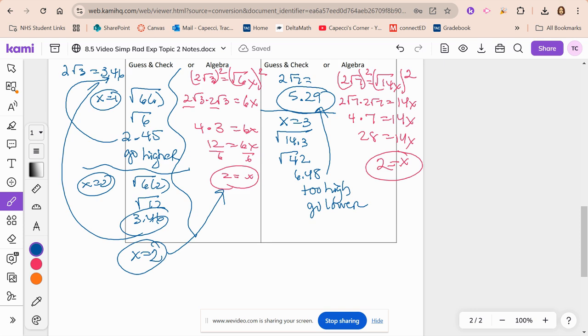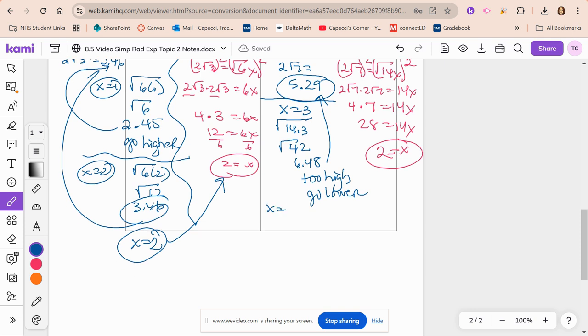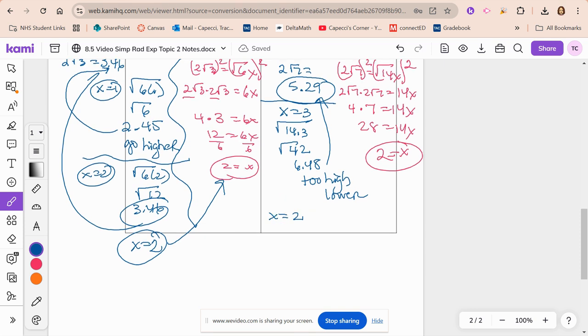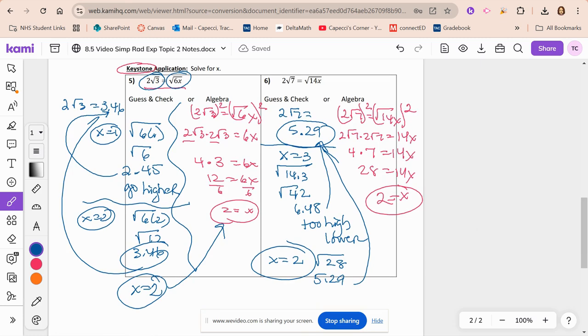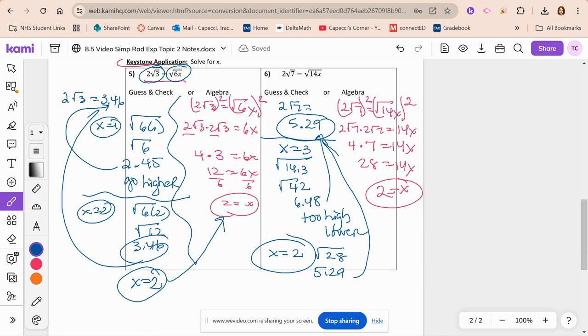So I have to go lower. So I'm going to try x is equal to 2. So that gives me the square root of 14 times 2, which is 28, the square root of 28. I put that in my calculator and I get 5.29, which is what I was looking for. So I know x is equal to 2. So again, it doesn't matter which way you do it, as long as you get to the right answer, and that will hopefully help you on your state testing.